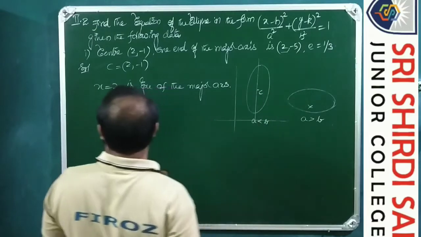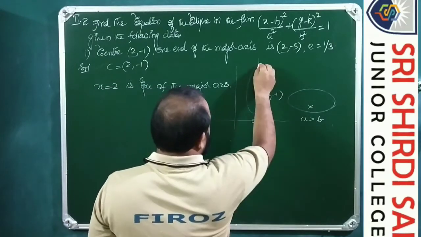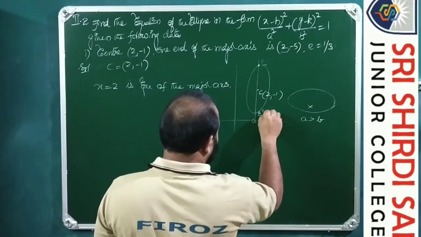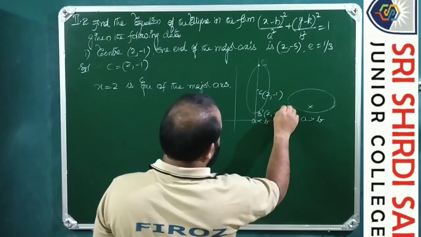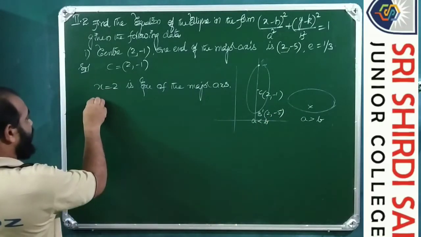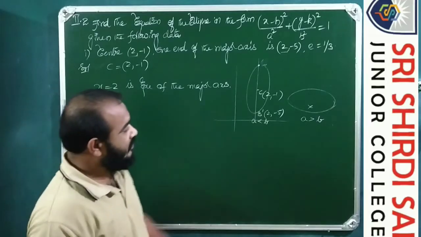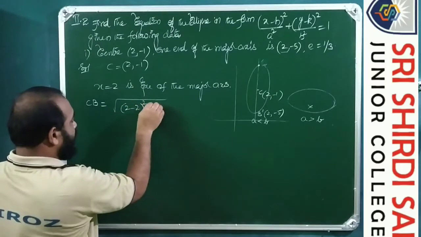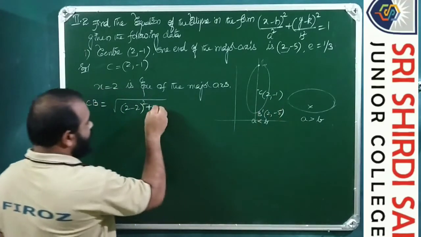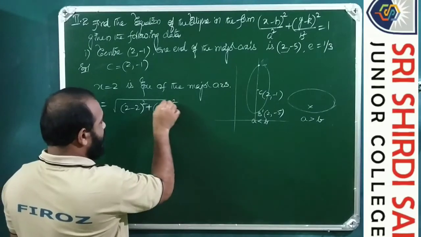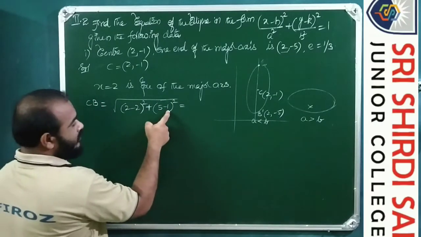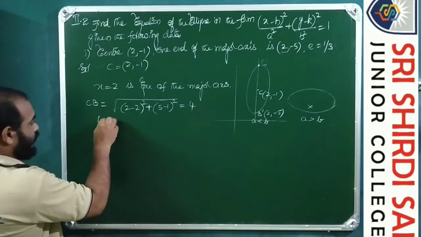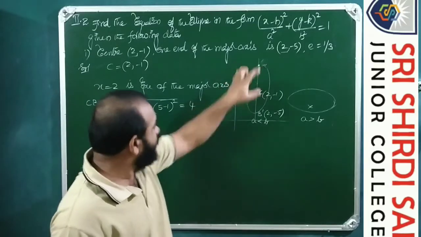This is given as C (2, minus 1) and this is B. B dash is given as (2, minus 5). So here CB is equal to the square root of (2 minus 2) whole square plus (minus 1 minus of minus 5), so (5 minus 1) whole square. So this is 5 minus 1, 4 square, so this is 4. So b is equal to 4.